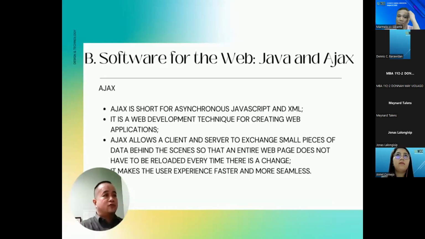Ajax is short for Asynchronous JavaScript and XML. It is a web development technique for creating web applications. Ajax allows a client and server to exchange small pieces of data behind the scenes so that an entire web page does not have to be reloaded every time there is a change. It makes the user experience faster and more seamless.